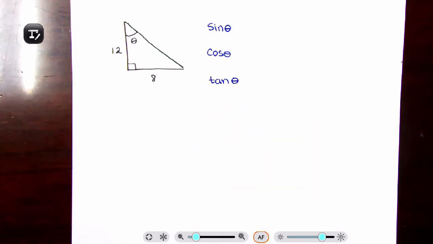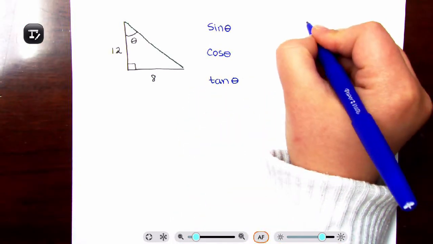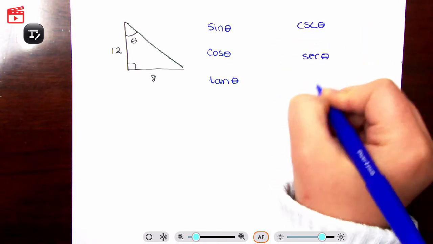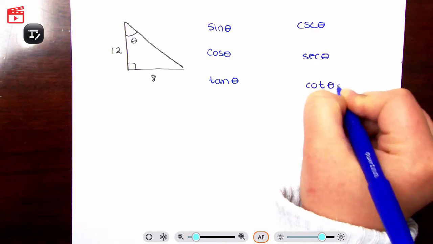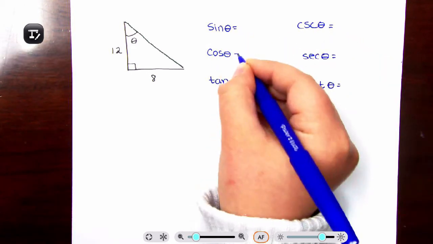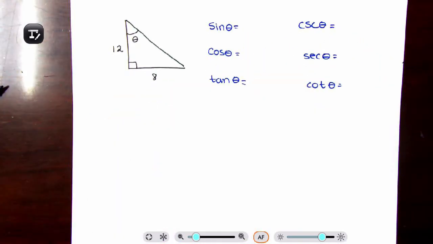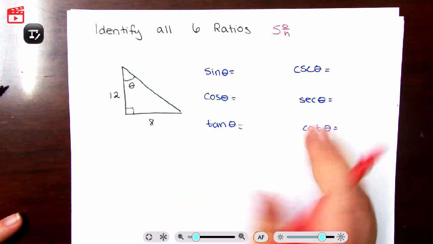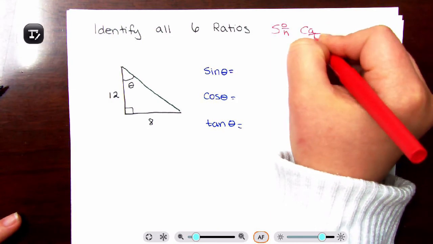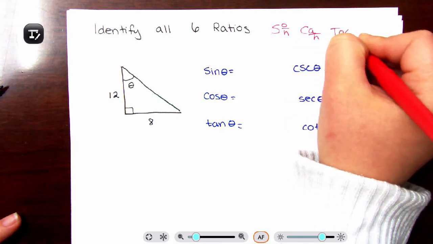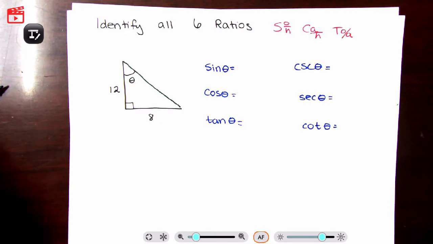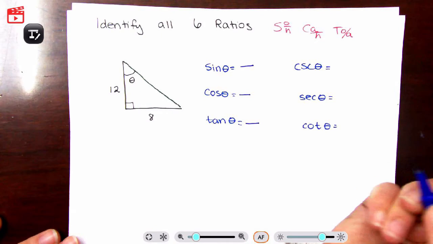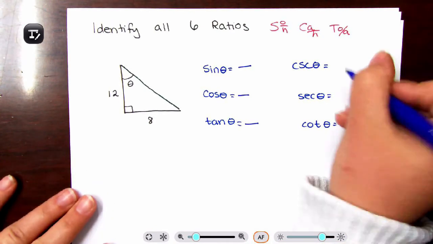Now they want all 6, so we have to have the reciprocal ones, which is cosecant of theta, secant of theta, and cotangent of theta. If you write out SOHCAHTOA, you already know what your fractions are. Sine is opposite over hypotenuse. Cosine is adjacent over hypotenuse. Tangent is opposite over adjacent.